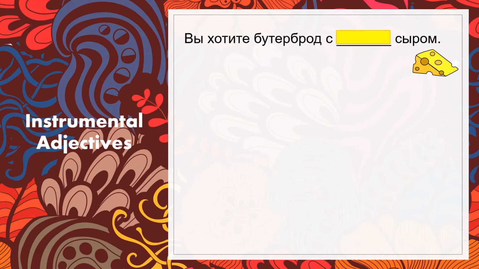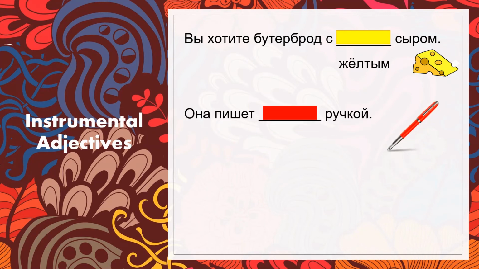Вы хотите бутерброд с сыром. That means you want a sandwich with cheese. But what kind of cheese? Yellow cheese. So what would it be? Вы хотите бутерброд с желтым сыром.